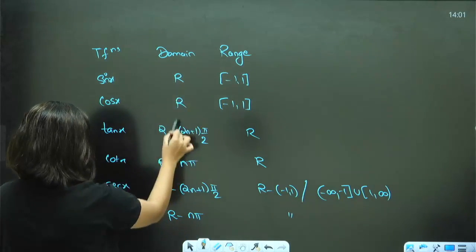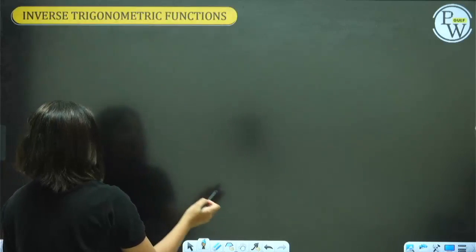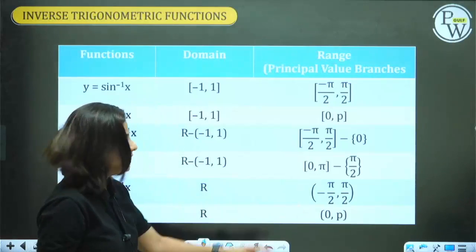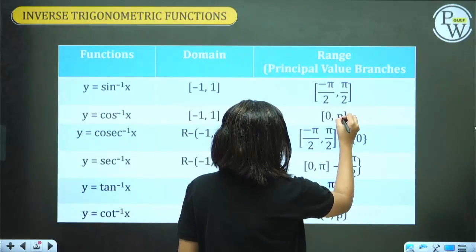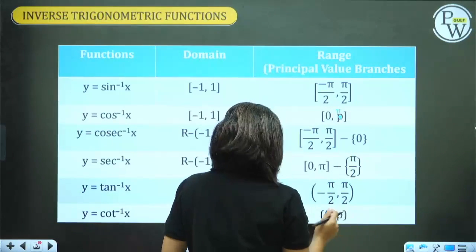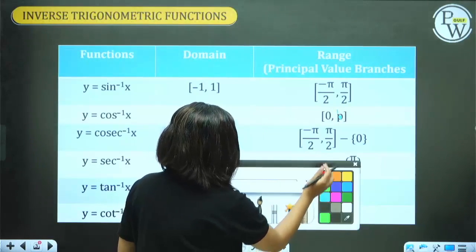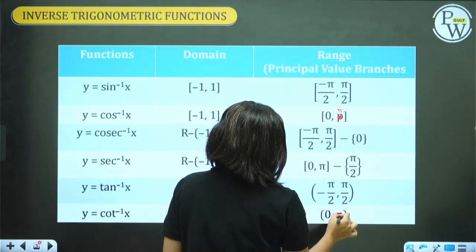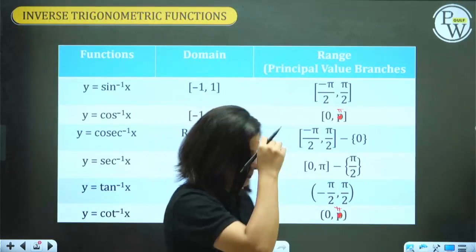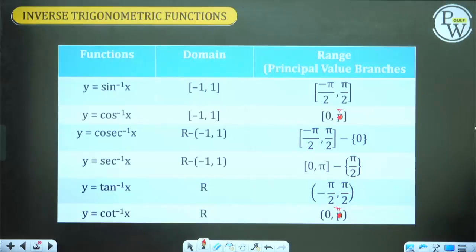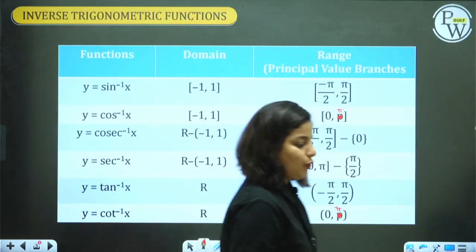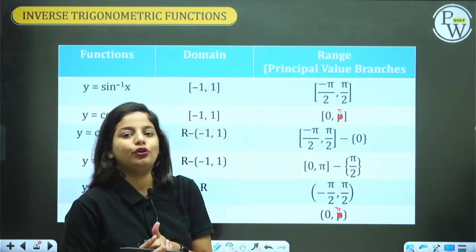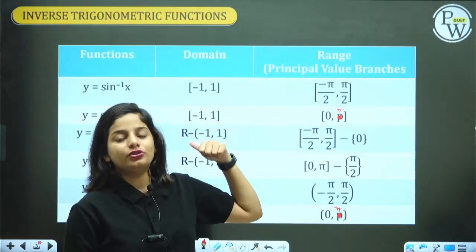Here the domain is all real numbers for sine and cos, whereas here the range is -90 to +90. This is 0 to pi actually. I'll write it with a red color pen. 0 to pi, 0 to pi. Correct. So why is this range not equal to the domain?